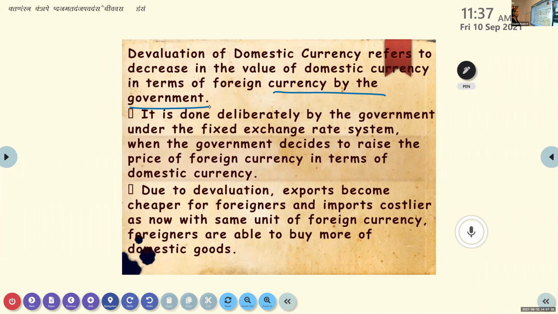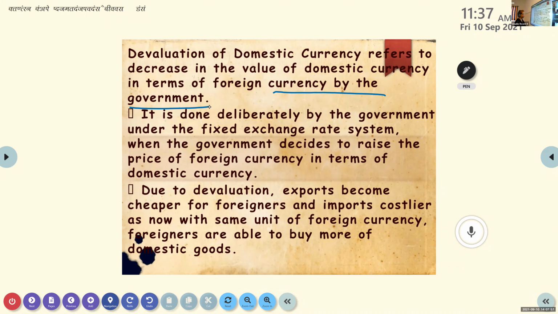Now, why is the government doing this? Because it is done by the government deliberately. Why are they doing this? Because the government is raising the price of foreign currency in terms of our currency. So the government is purposely reducing the value of our currency and raising the price of foreign currency.